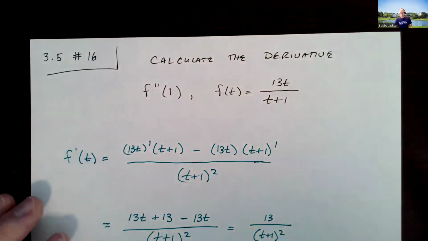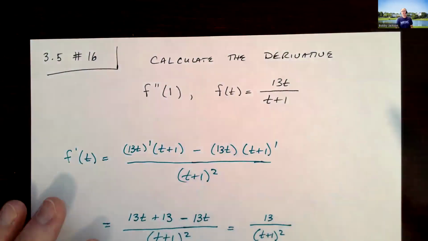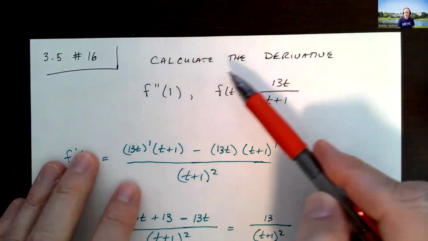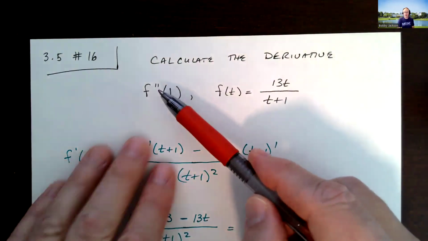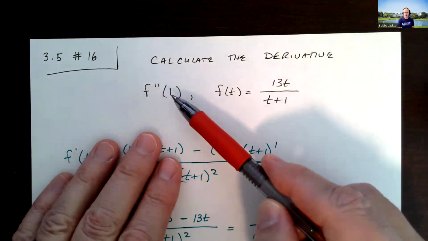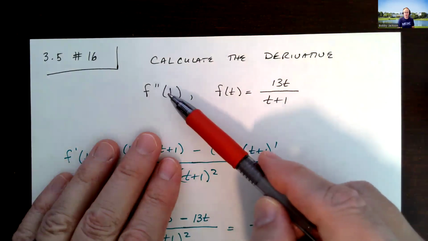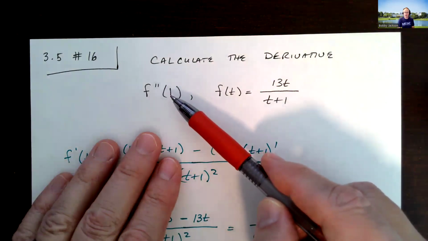Okay, let's look at number 16 in section 3.5. We're going to calculate the derivative. This will be the second derivative. Notice we're going to evaluate it at 1. So they want us to find the second derivative, then just basically plug in t equals 1.